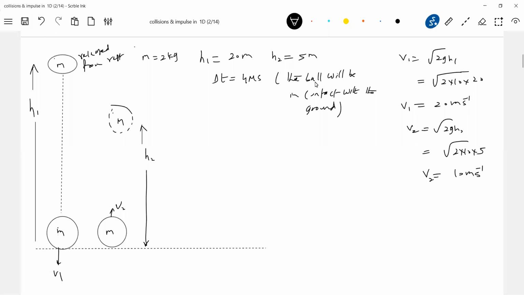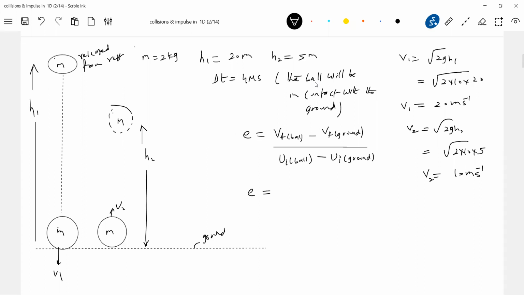Then let's define the coefficient of restitution. So what is the state of ground? Ground will not move, no? Then applying the coefficient of restitution formula, E equal to V2, final velocity of the ball, minus final velocity of ground, by initial velocity of the ball minus initial velocity of ground. This is the first time I'm showing it.